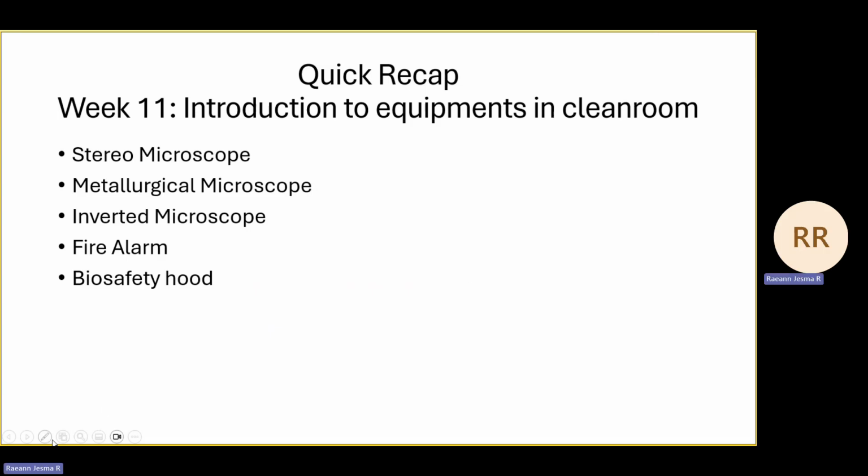So first, let us start with a recap of whatever content was covered in week 11. In week 11, we saw some of the equipment that is used in a clean room, such as the stereo microscope, metallurgical microscope, inverted microscope, fire alarm, and biosafety hood.